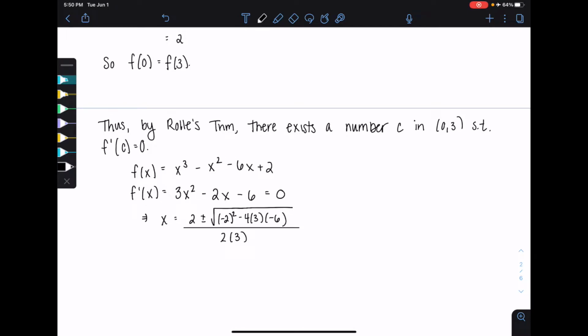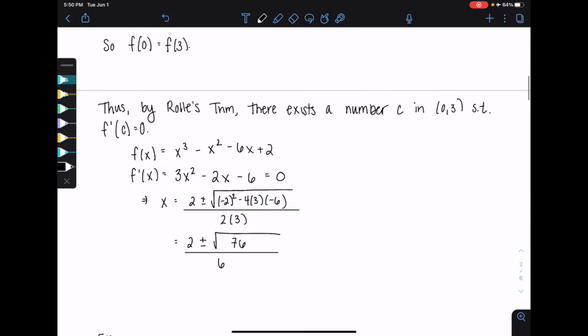So if we go through and simplify this, that would be 4 plus 72, so it would be root 76 divided by 6. Okay. So ultimately the values of c would be exactly these: 2 plus the square root of 76 over 6, and 2 minus the square root of 76 over 6.